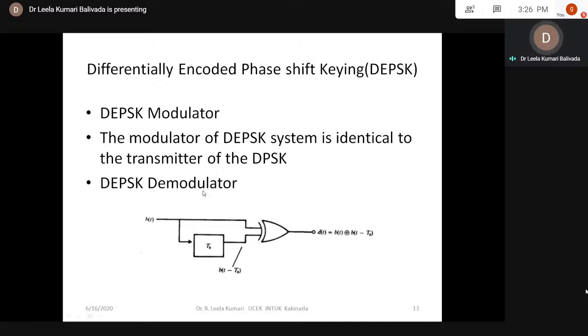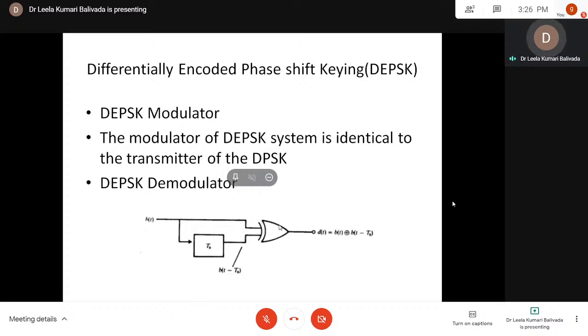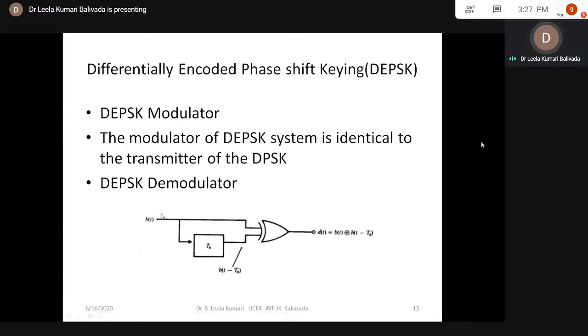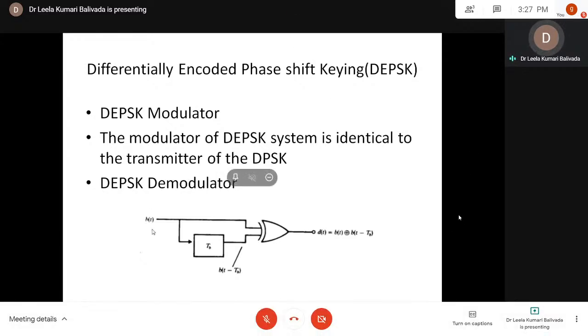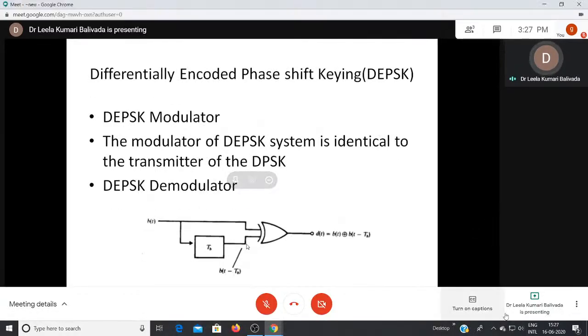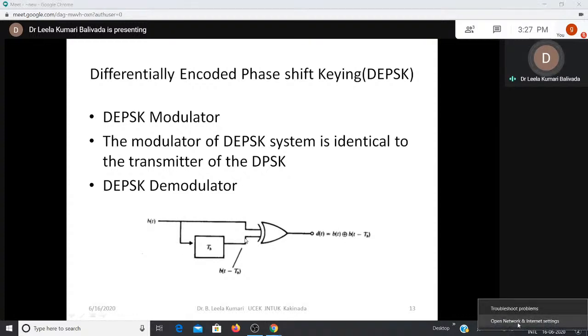This figure shows the DEPSK modulator. It contains an exclusive OR gate and a delay element. Here the signal B of t is first recovered in exactly the same manner as for the BPSK system. The recovered signal is then applied to one input of the exclusive OR gate, and to the other input B of t minus TB is applied. That means a one-bit delay is applied at the other input. The gate output will be one of two levels, depending on whether B of t equals B of t minus TB, or B of t equals B of t minus TB bar.